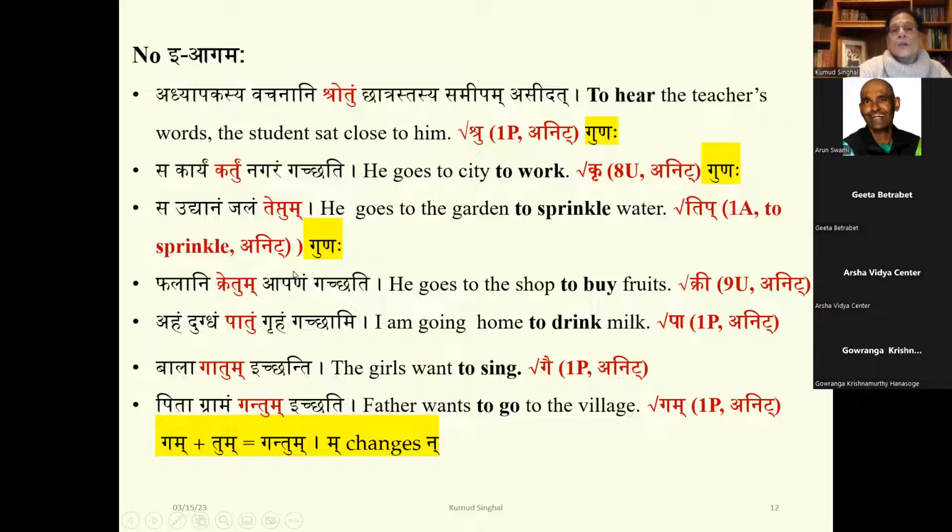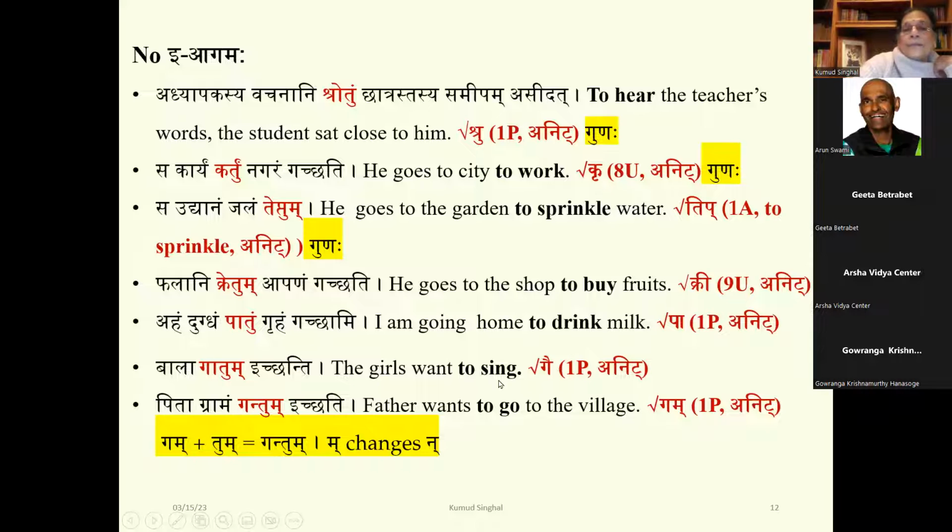Phalani kretum aparnam gachati. He goes to the shop to buy fruits. Again, kri, so you have kretum. Right? This is an anit dhatu. Then patum, again anit. I'm going home to drink milk. Aham dugdam patum graham gachami.